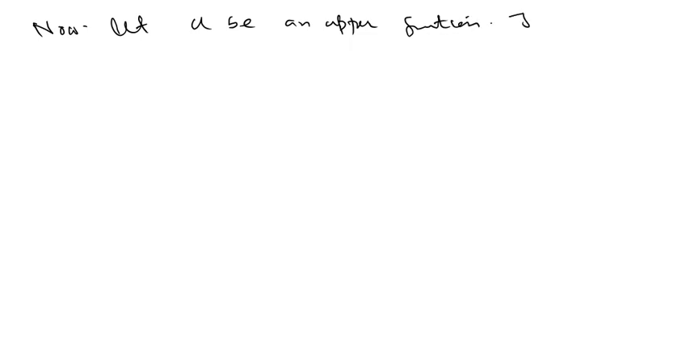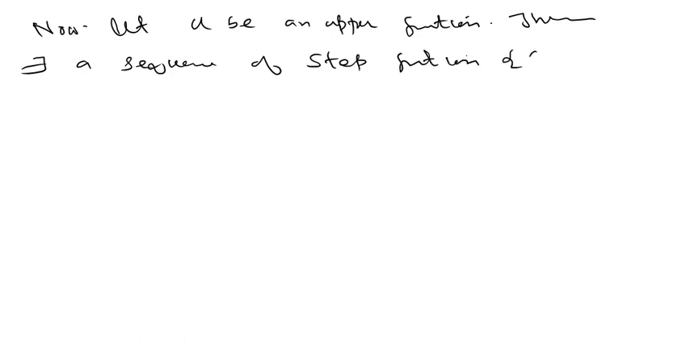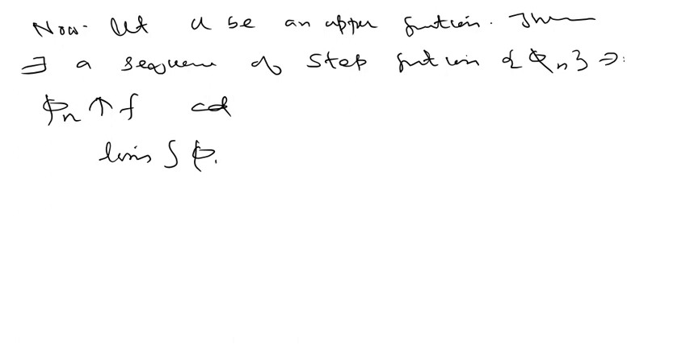So now let u be an upper function. Then there exists a sequence of step functions phi n such that phi n increases to u, and the limit of the integral of phi n is equal to the integral of u.